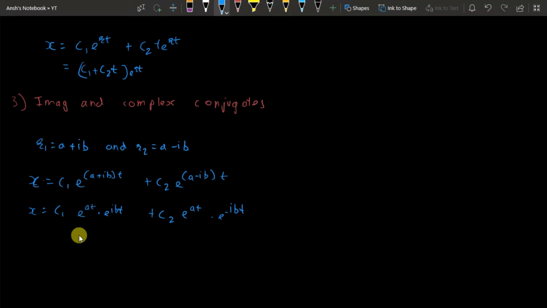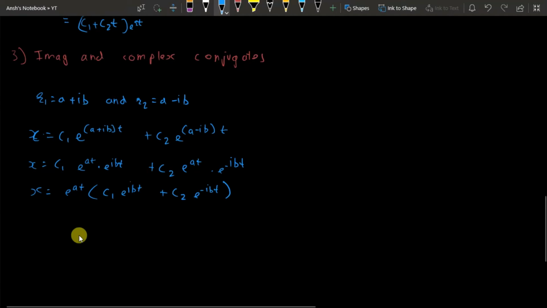And when we take out the e raised to at term common, this becomes c1 e raised to ibt plus c2 e raised to minus ibt. Well, this is a form of the solution, but we often like to write it in terms of sines and cosines, and we can just write it in this way: c1 cos bt plus c2 sin bt.